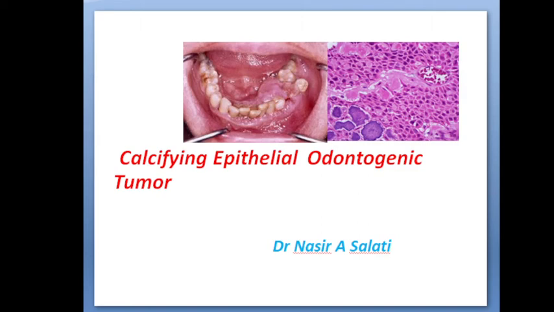Today, we're going to discuss basic concepts of calcifying epithelial odontogenic tumor. It is a very rare tumor, accounts for 1% of odontogenic tumors. It is classified as an odontogenic tumor derived from epithelial structures. It is believed to arise from dental lamina or enamel organ structures.